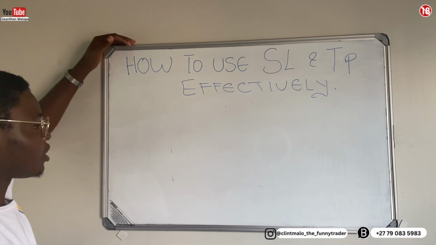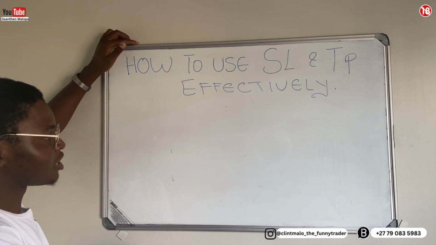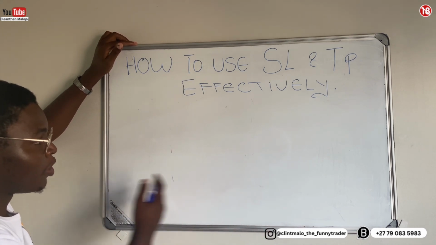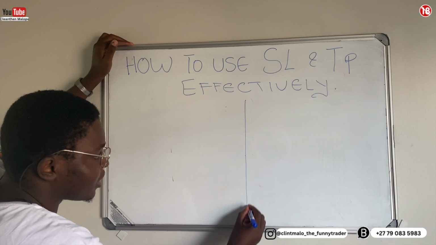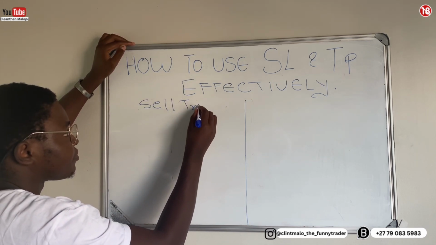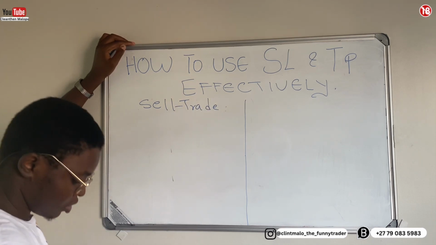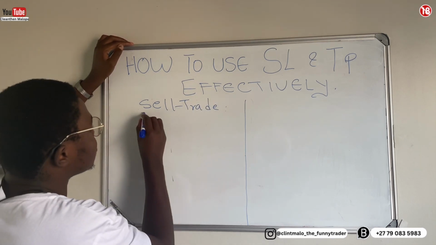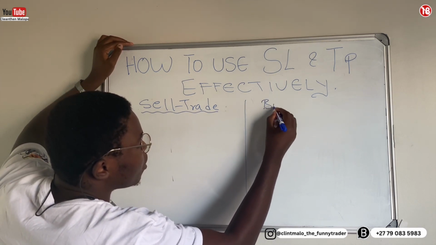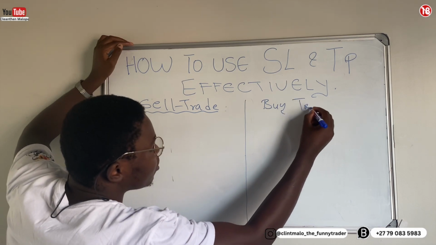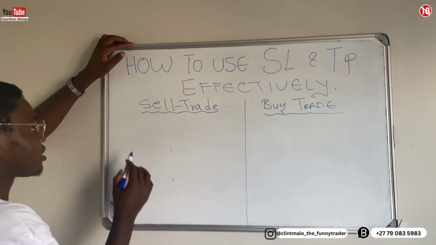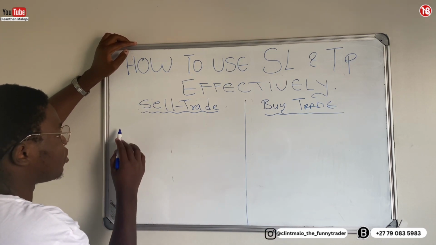Anyways, let's talk about where to use and how to use stop losses and take profit. Remember yesterday we talked a lot about where to take trades, right? So we will assume that we've already taken the trade. So this will be a sell trade. I know I did talk about this in the previous session, but I just thought let's repeat this once more. So it will be a buy trade on this side, right? Buy trade.